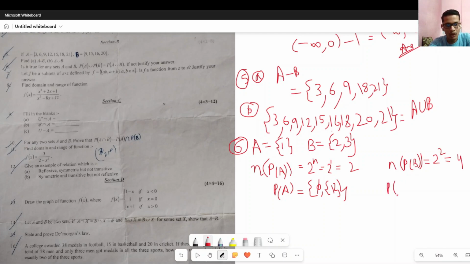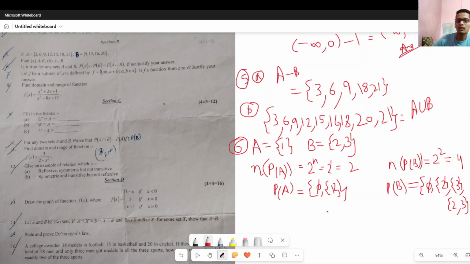Those are P of B, power set of B. Power set of B will contain all the elements. And what are those elements? Those elements are the subsets of B. The first one will be phi. The next one will be {2}. The next one will be {3}. And then the last one will be the set itself, that is {2, 3}.